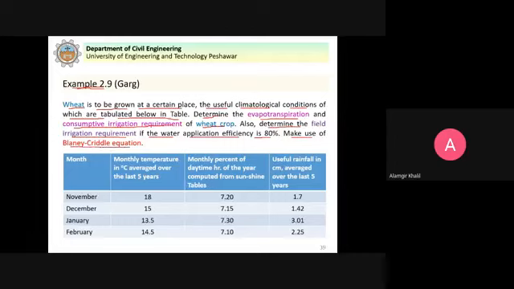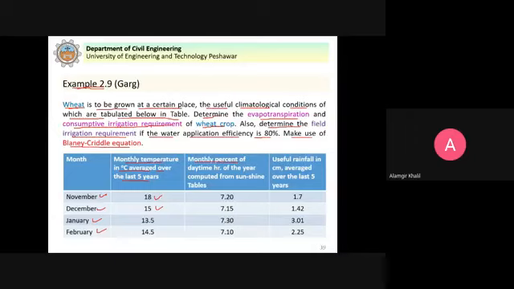So now this table is given. We have wheat that is to be grown at a certain place. The months are given: November, December, January, February. Monthly temperature in degrees Celsius, averaged over the last 5 years, for these months is given. For the month of November, 18 degree centigrade, then 15, and so on for the other months. Similarly, the P value is given here for this question.